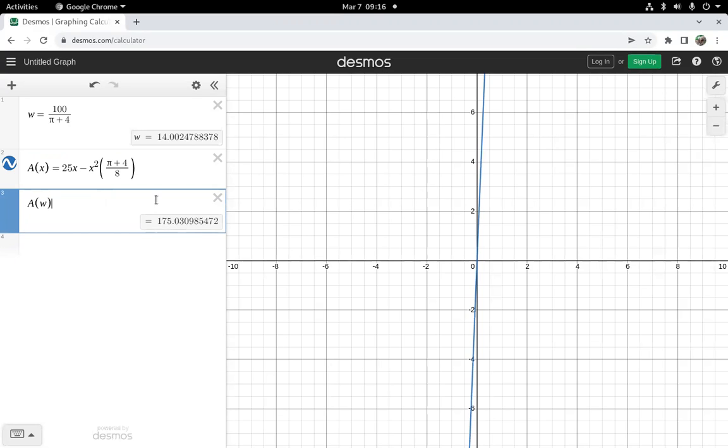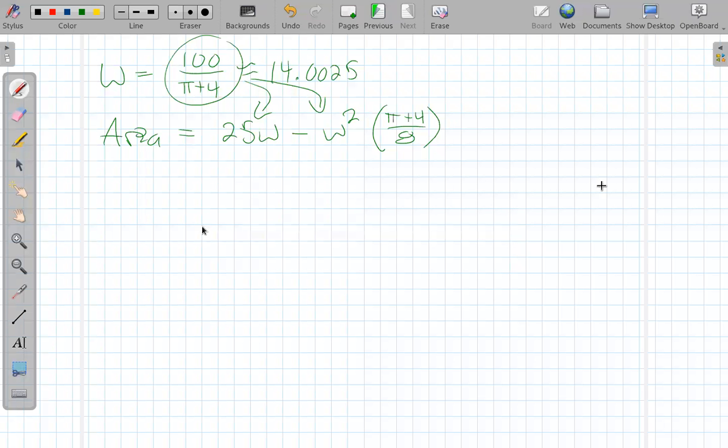So according to the calculator, the maximum area is about 175.031. So this is about 175.031. So let's see if that looks reasonable on the graph of this function right here.